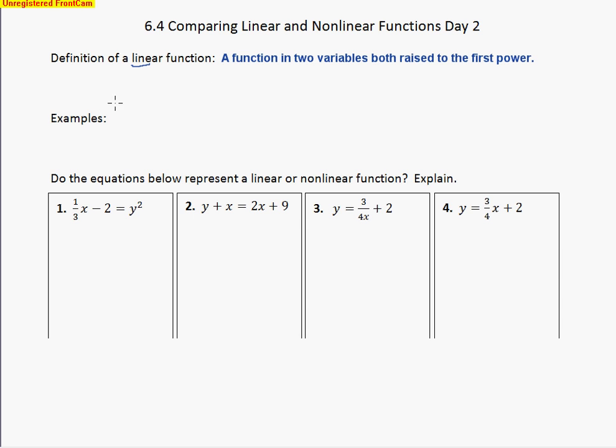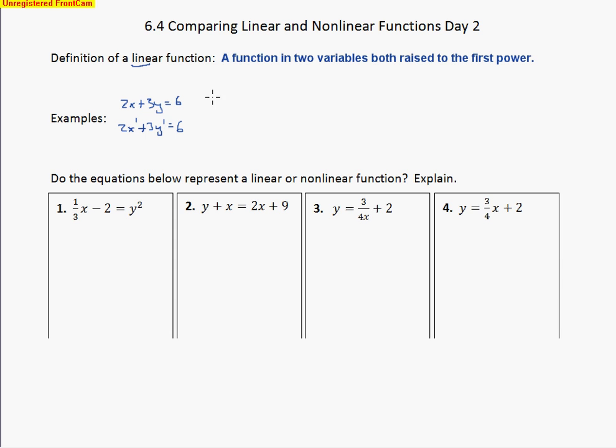So what does that look like? Well, here's some examples. If I had 2x plus 3y equals 6, this is a linear function because I could rewrite this as 2x to the first power plus 3y to the first power equals 6. So a little rule of function with variables and their exponent is if you don't see the exponent, it's raised to the first power.